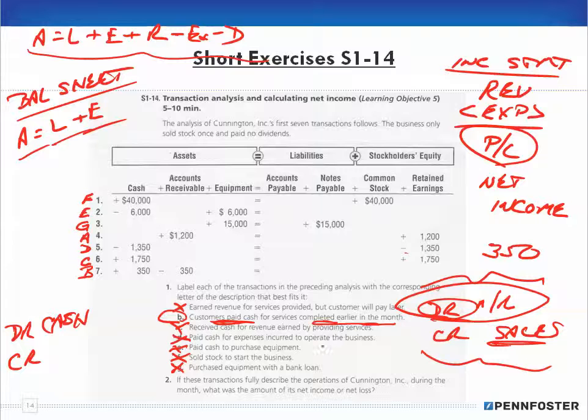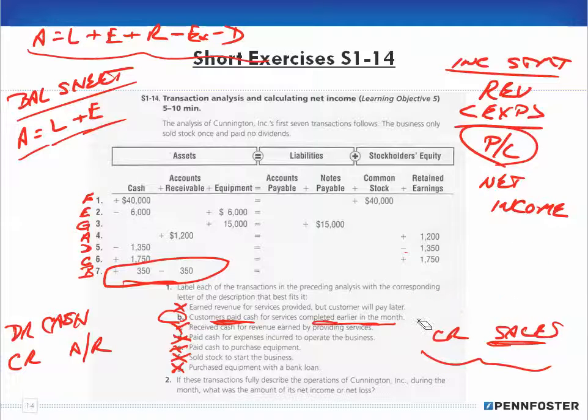The receivable increased by 350, went from 0 to 350. And so right now they're paying that receivable. So my credit would be to accounts receivable, which is what we have here. Okay. Right, so that's the thought process through that.